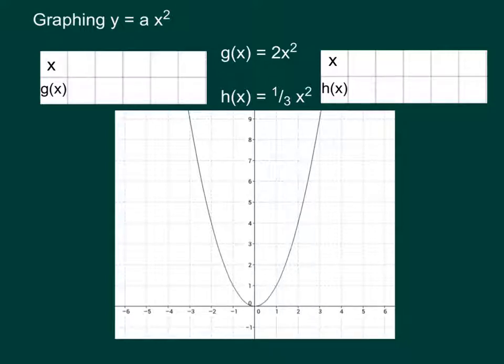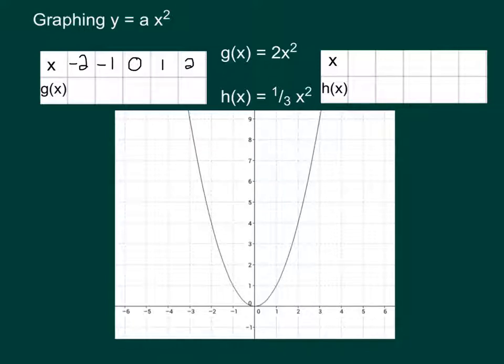For the first one, I want to do g of x equals 2x squared. So I have to figure out what values to choose for x. Well, 0 is always a good choice. I'm going to put that right in the middle here because that's where I think my vertex is going to be. Now I'm going to go 2 points in either direction. So I'll put 1 and 2 because those are going to be pretty easy on the right, and I'm going to pick -1 and -2 on the left.